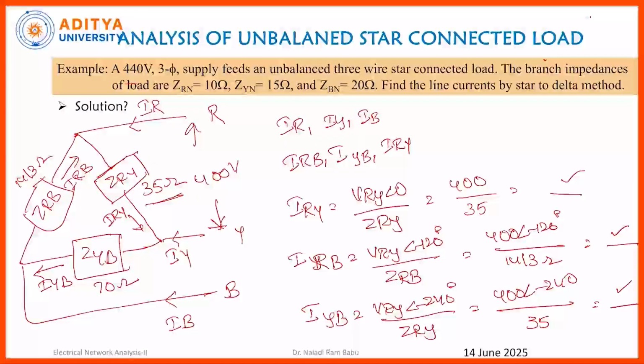Because the same procedure we have done in delta connection method also for currents, I am giving you an idea how to solve the problem, but I am not solving the numerical completely. You need to calculate the values. That means I got the values of IRY, IYB and IBR. Now I need to calculate the values of IR, IY and IB.